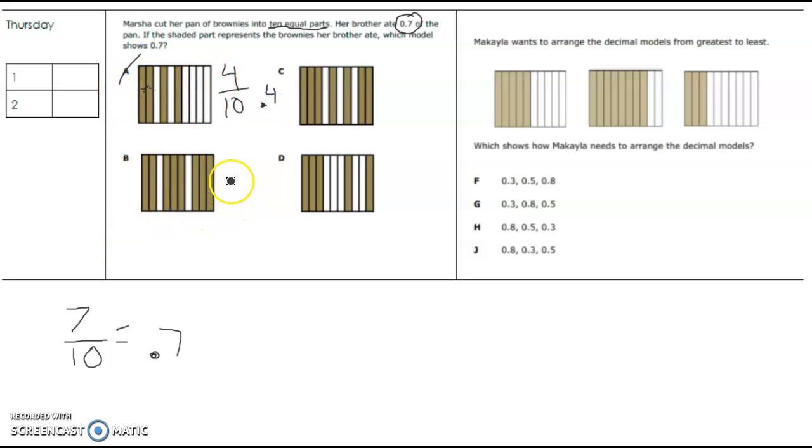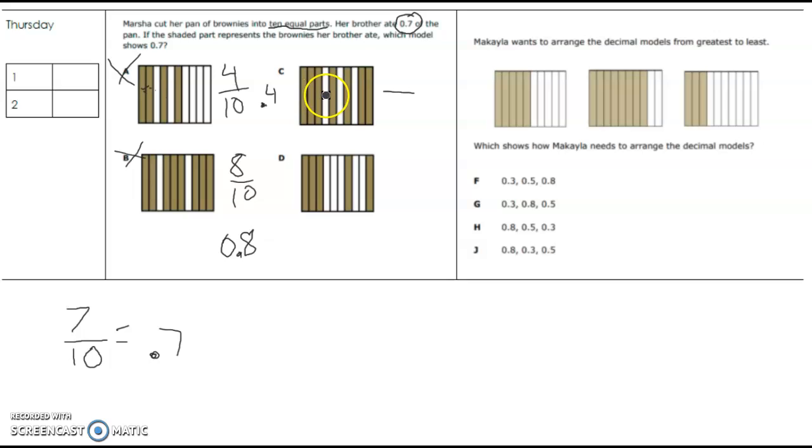Now let's look at B. Our denominator is 1, 2, 3, 4, 5, 6, 7, 8, 9, 10. And our numerator is 1, 2, 3, 4, 5, 6, 7, 8. So this is 8/10 or 0, decimal, and 8 in the tenths place. Nope, not 7/10. So let's look at C.